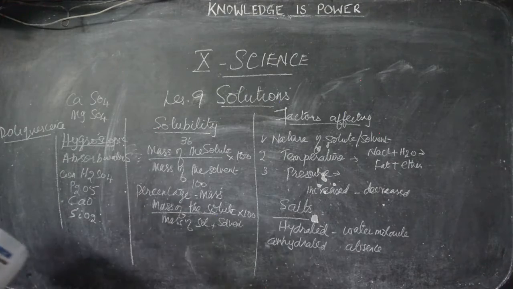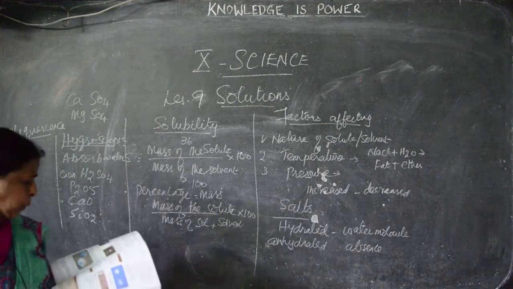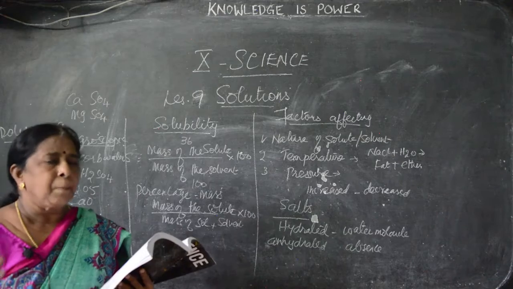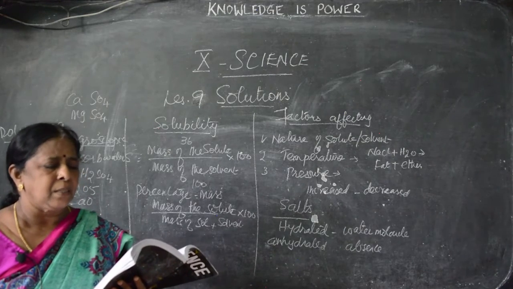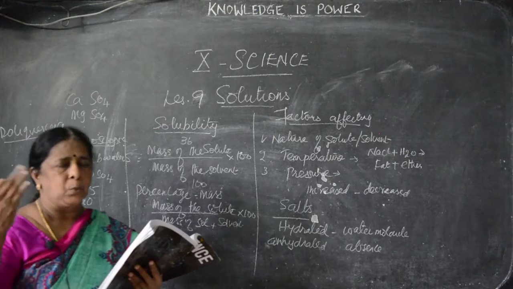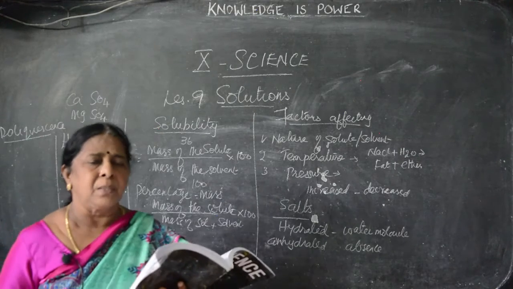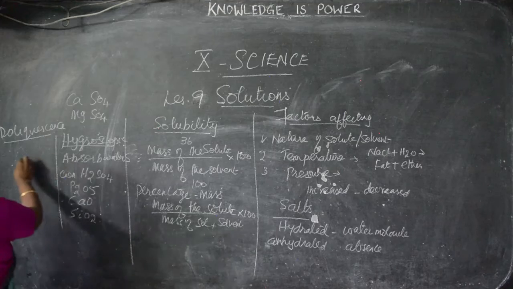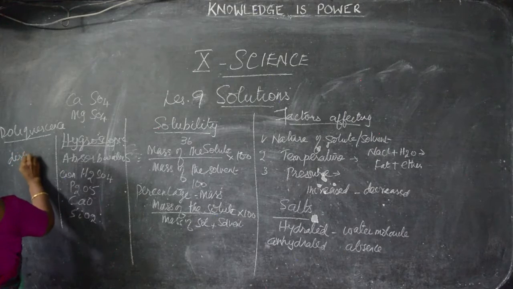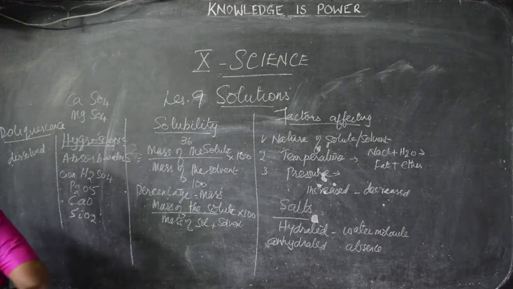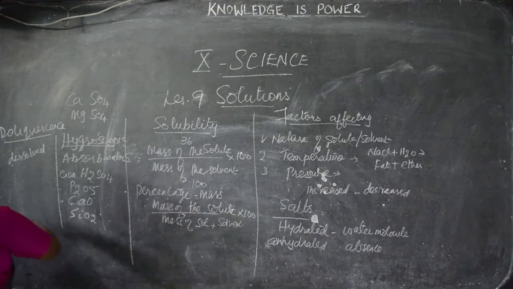Deliquescent substances: certain substances are so hygroscopic that when exposed to the atmosphere, they completely dissolve. Such substances are deliquescent. When they are exposed in the open air, they absorb the water and entirely dissolve in it. This is known as deliquescence.